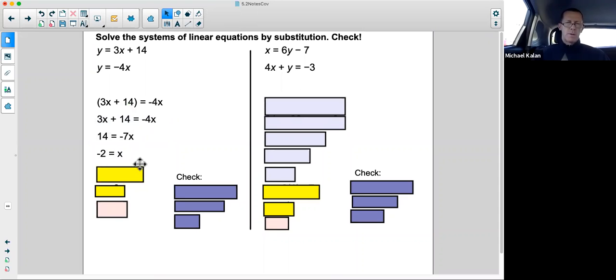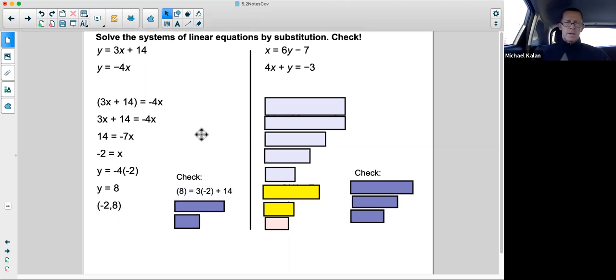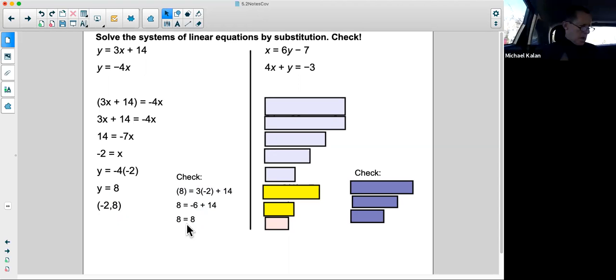Where's the easiest place to figure that out? Well, kind of easy in both situations, isn't it? But probably the bottom one. Let's see what I did. 8. And so we have -2, 8. And then check it. Go back and plug it in. Plugged it into the top one. And is -6 plus 14 equal to 8? Yes, it is. Check.